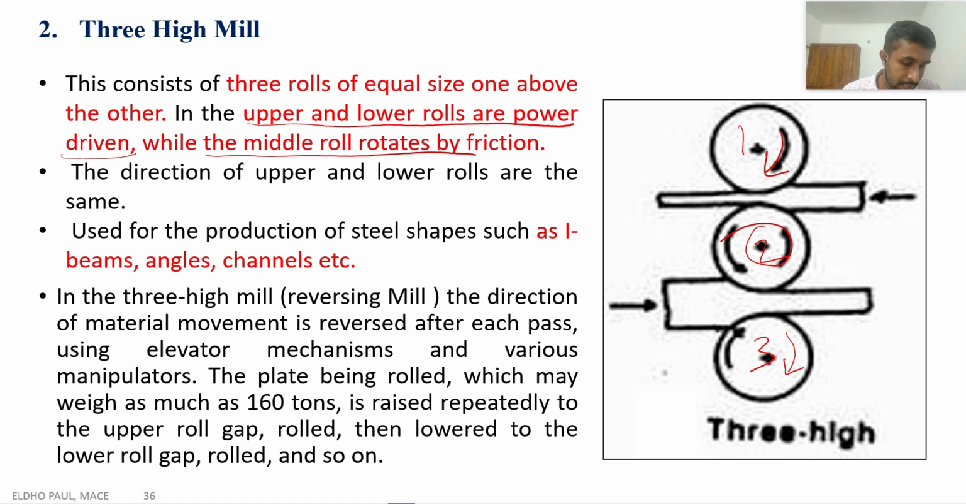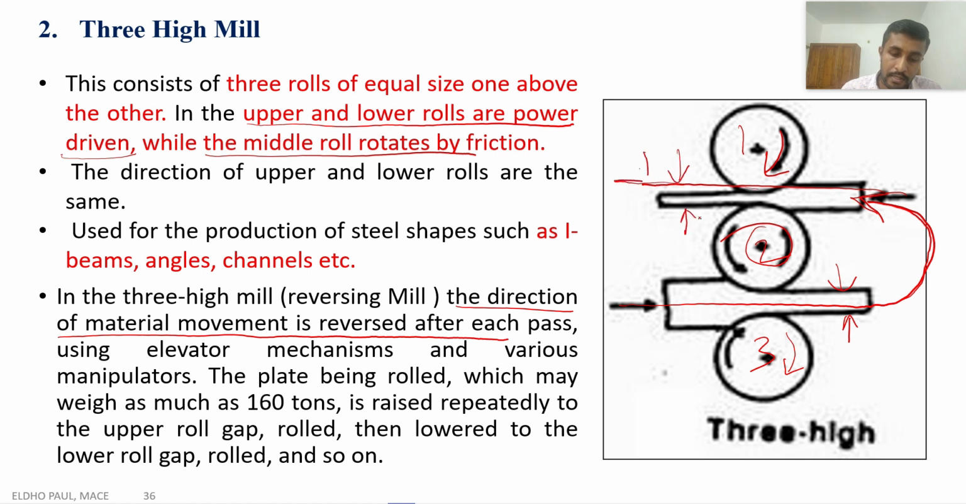In three high reverse milling, the direction of the material movement is reversed after the first pass. So this is the first pass. After the first pass, we reverse the direction of the material on the next pass. Here, in the first pass we got this much reduction. Then we re-roll this same semi-finished component through this set of rollers, and finally we get further reduction. This is the final product. This is the three high mill, and here we use an elevator mechanism.